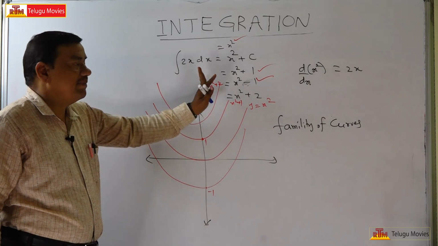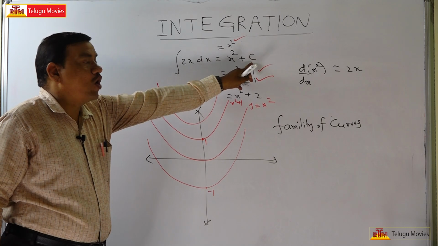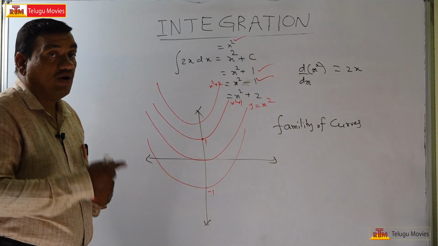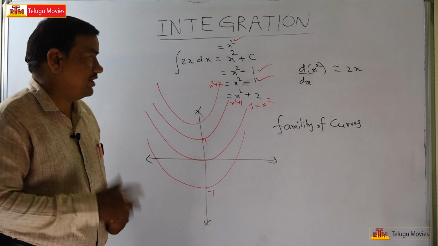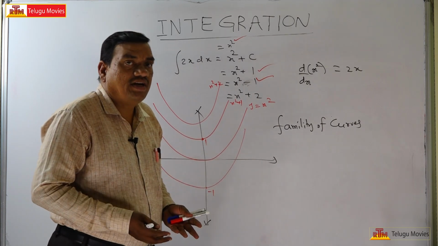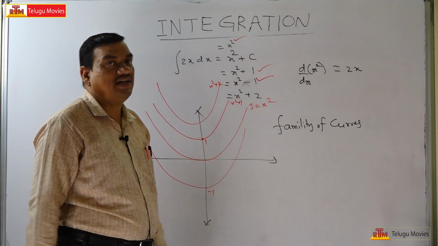So the geometrical meaning of this is, whatever the output you are getting, that is nothing but geometry, that is nothing but a family of curves. Since we are getting an infinite number of answers, there is no definite answer. That's why this is called indefinite integration.